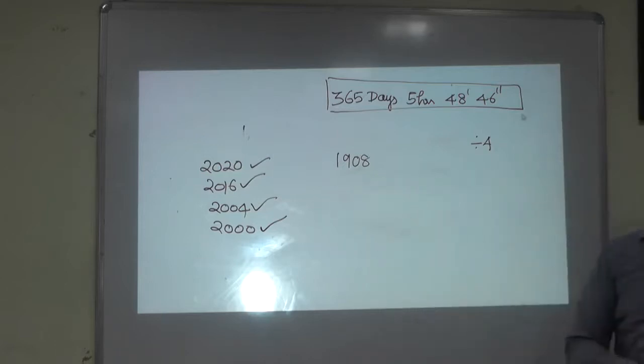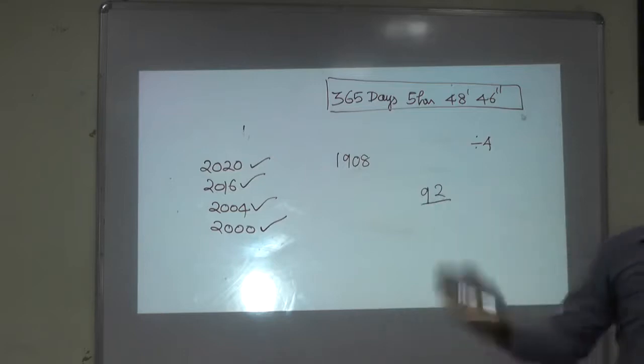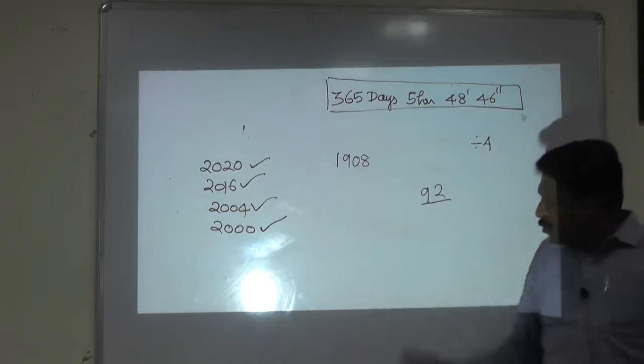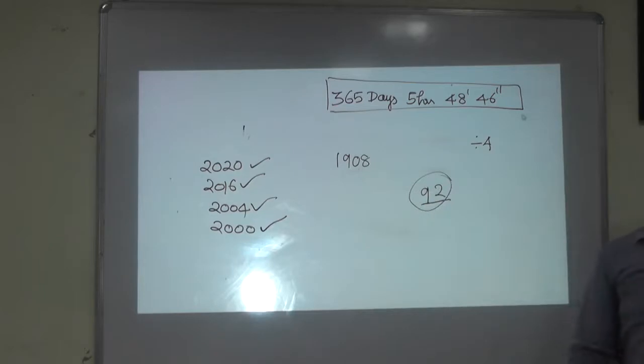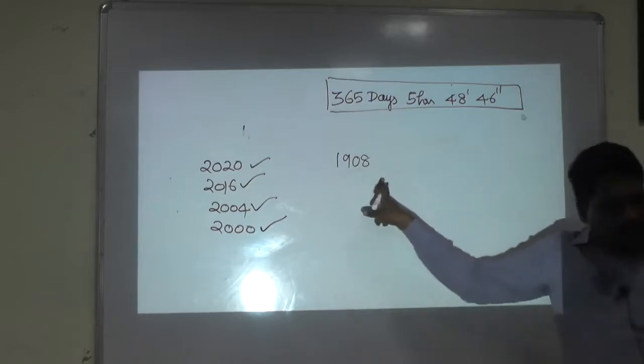Okay. Right. Now, see, only the last 2 digits you take. Don't bother about the rest of the digits. Only the last 2 digits you take. It has to be divisible by 4. As simple as this. Now you tell me, 1908, is it divisible by 4?